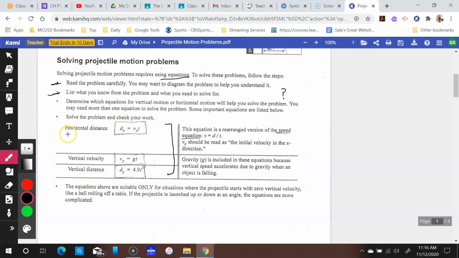So say you're looking to solve for the distance an object has been projected. Here's your equation: the distance in the x direction equals the velocity in the x direction times time. This is just a rearranged version of your original speed equation we worked with at the beginning of the year. The velocity in the x direction should be read as the initial velocity in the x direction. All right, so that's horizontal distance. These next two you can now use to solve for vertical conditions.